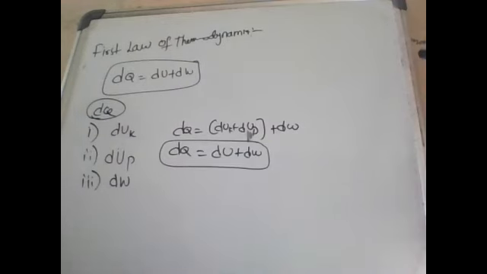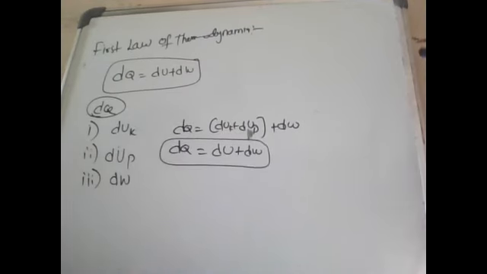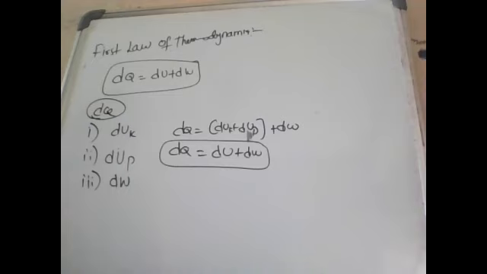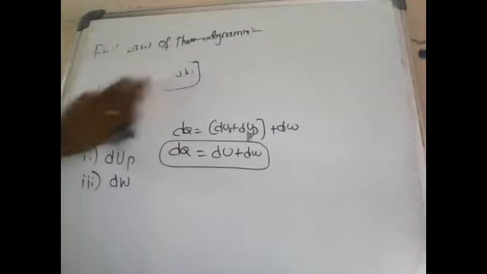So how to define this equation: when the system absorbs dq amount of heat energy, this energy is used for raising internal kinetic energy, raising internal potential energy and external work done. Then dq equal to du plus dw. This is the thermodynamic first law, or thermodynamic first equation, or first law of thermodynamics equation.